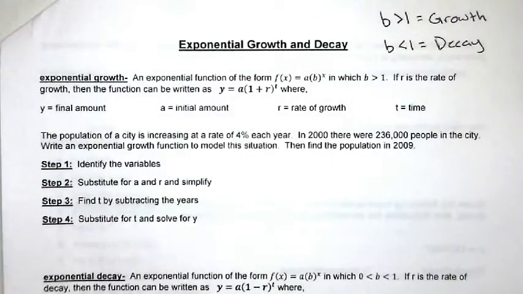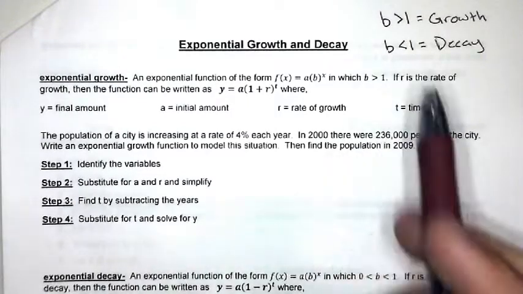Now, what we are doing is we're just going to extend upon that knowledge, and we're going to talk about how we can solve for the b value in a word problem. It is possible to solve for the b value when we talk about rate of growth or rate of decay. First one we're going to talk about is the growth.